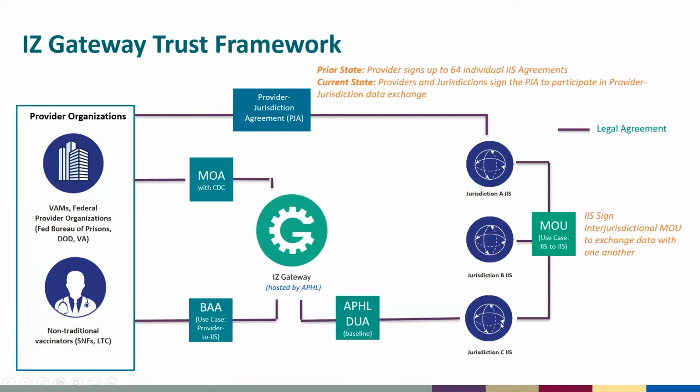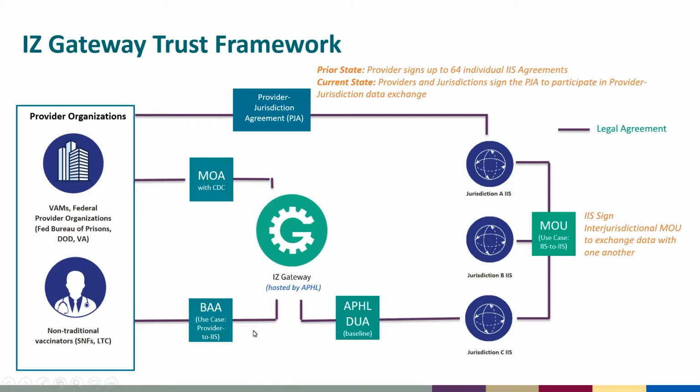The agreements to the left, so the federal agencies that are these multi-jurisdiction provider organizations, the federal agencies actually have memoranda of agreement with the CDC because the CDC is sponsoring the gateway. So the federal agencies have that agreement with them in order to access or share past data through the IZ Gateway. But the non-traditional vaccinators, whether it's a SNF or long-term care, since they are not those federal agencies, and for HIPAA purposes, they effectively are sharing data with covered entities, meaning the IISs on the right.